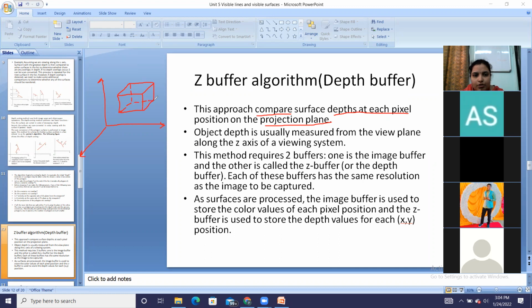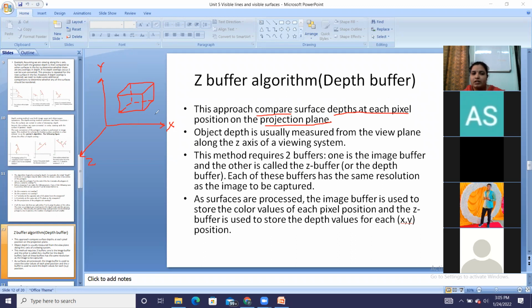So consider this object. This is your y-axis, this is your x-axis, and this is your z-axis. Now, what is the meaning of length, breadth, or length, height, and depth? So for this particular cube, what is length, what is height, and what is depth.